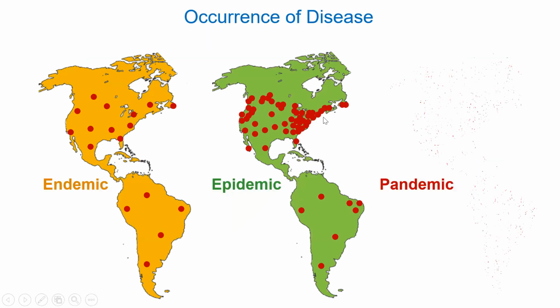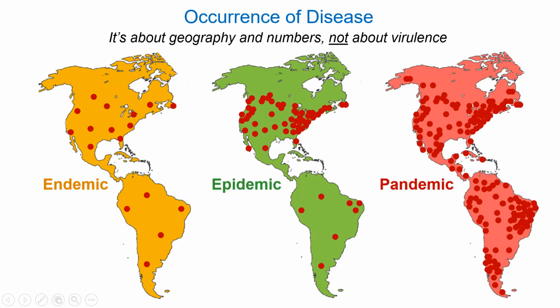Okay, so like I said, this is all about geography, has nothing to do with how serious the disease is, right? The Spanish flu was very serious, killing lots of people. H1N1, some people got pretty sick. I don't know anybody who died of it personally, but it was a lot more mild, thankfully. Yeah, so all about geography, right?